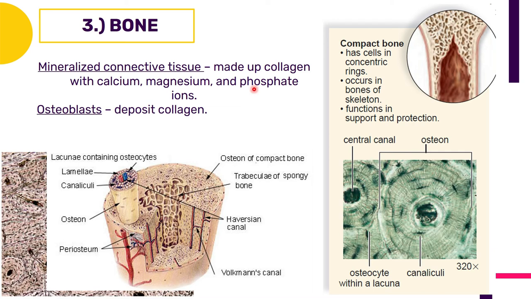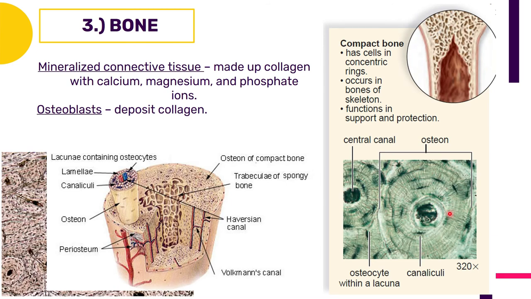Okay? So the collagen fibers are produced from this type of cells. We have what we call osteoblast. And the structure of our bone tissue, if you look closely, it has cells in concentric rings. Okay, so the cells are in rings.